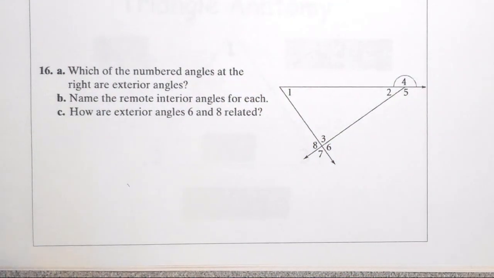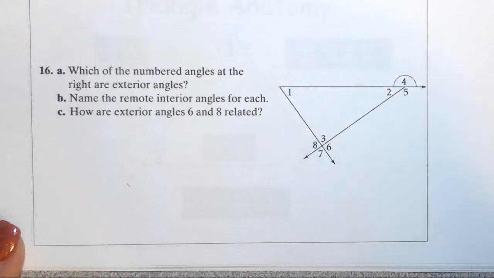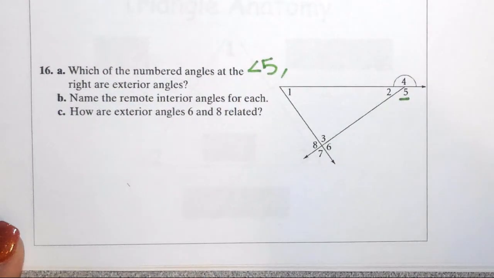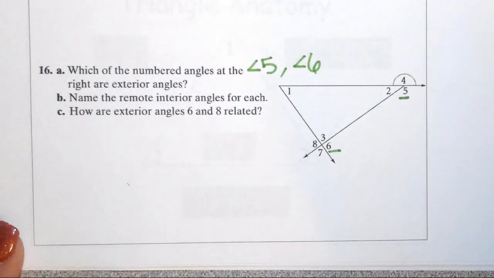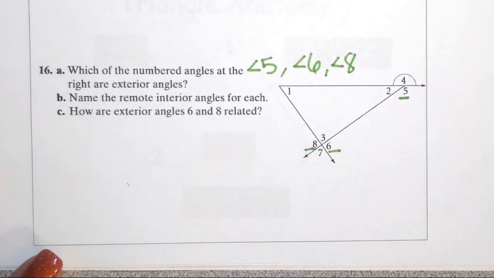Which of the numbered angles at the right of this picture are exterior angles? So which angles are exterior? Angle 5 is exterior. What else? Angle 6 is exterior. 8 is exterior. Is 7 an exterior angle?